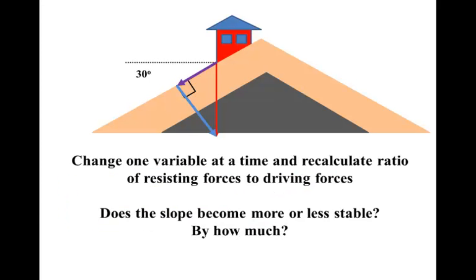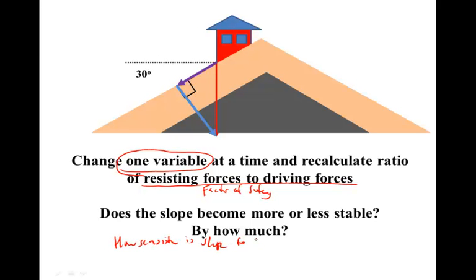We want to see how sensitive our slope is to a disturbance. We're going to change one of these components at a time: slope cohesion, water content, or angle, and see how that affects our factor of safety, how that change affects the ratio of the resisting forces to the driving forces. How sensitive is the slope to this change?